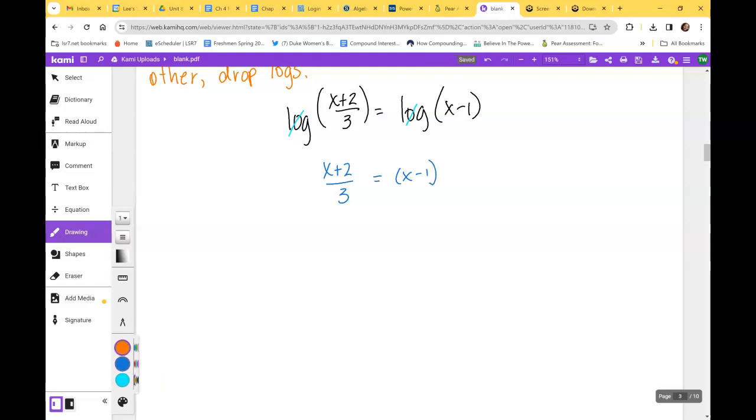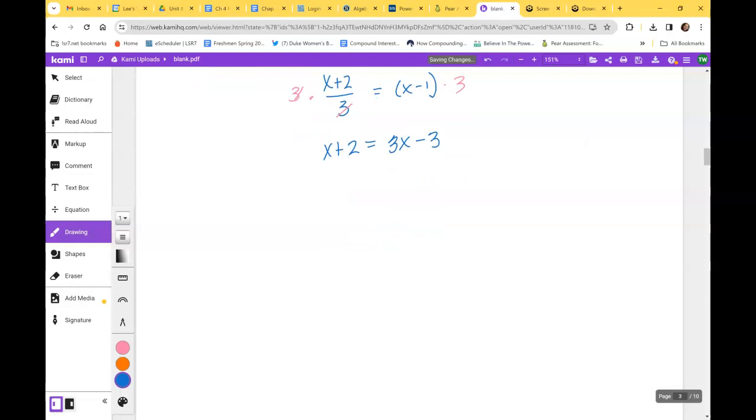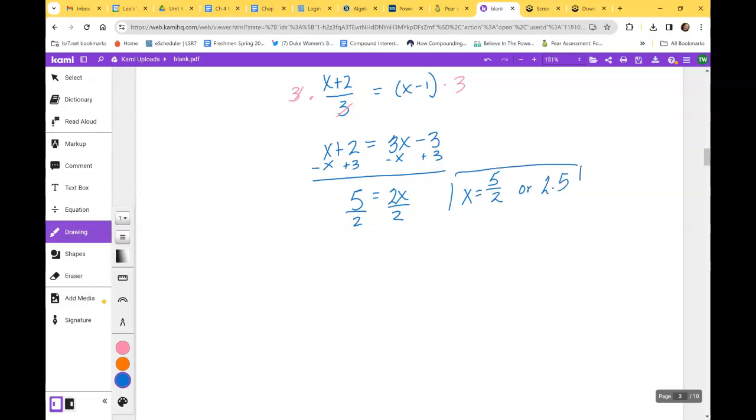I'm going to multiply both sides by 3 to get rid of the fraction. So I've got x plus 2 equals 3x minus 3 because I'm distributing that 3. I'm going to get all my x's on one side and my numbers on the other. So I'm going to subtract x to move it over to the right. I'm going to add 3 to move it to the left. You guys are smart. I'm doing 2 things at once. So I have 5 equals 2x. Divide by 2. And my x is 5/2, or 2.5. And you can use a decimal if you can have an exact decimal. You don't have to round it.